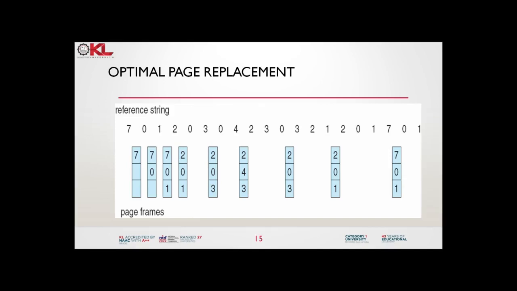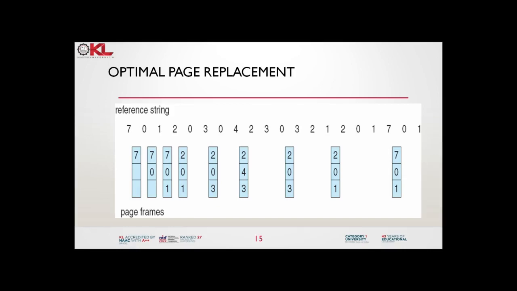The policy followed by this optimal page replacement algorithm is, as you already know, 7 0 1 2 0 3 0 4 2 3 0 3 2 1 2 0 1 7 0 1. This is the reference string. We are considering it as pages stored in the secondary memory, right? Now this secondary memory is trying to store these pages, data, into main memory. That is called frames.